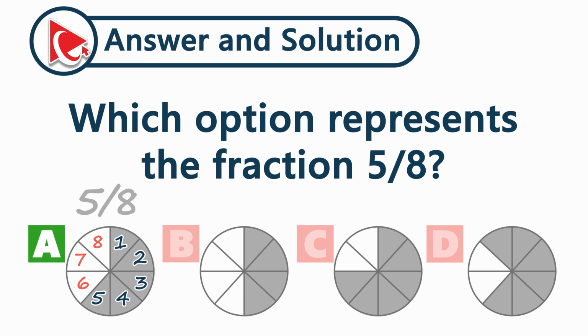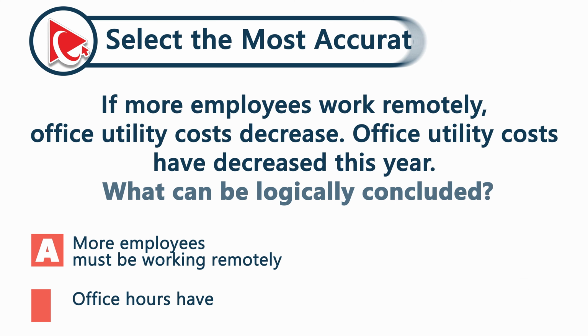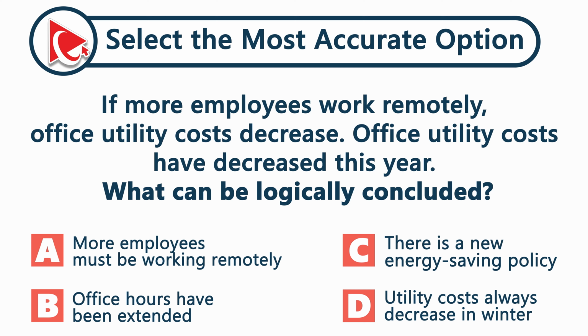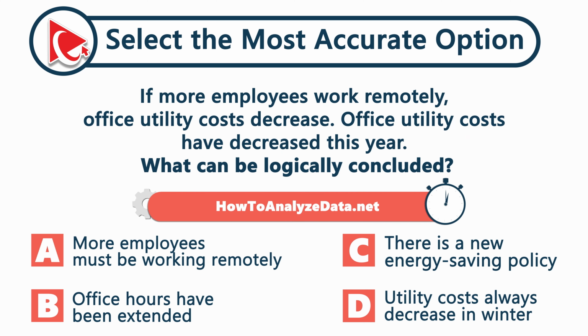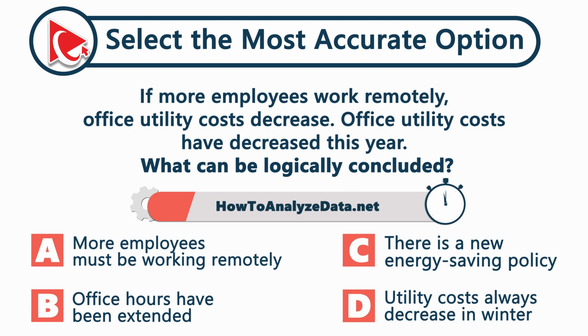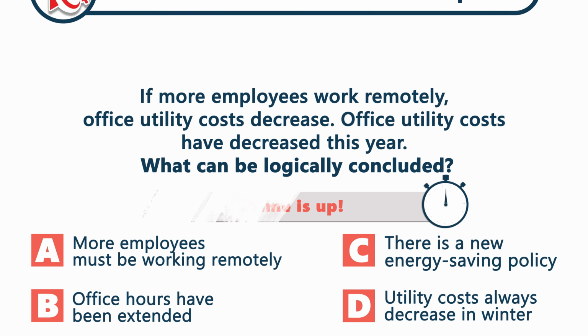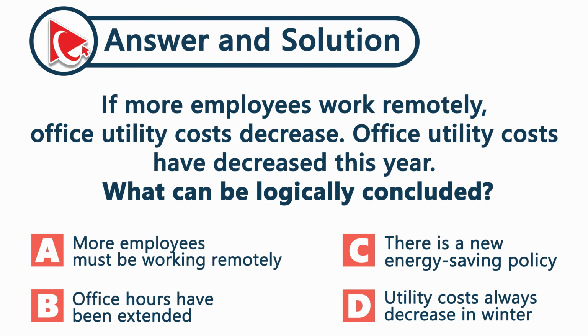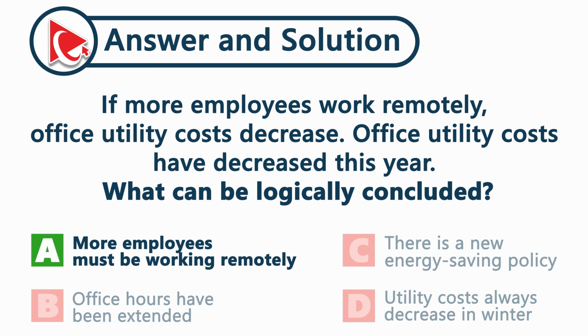Simple, clean, and precise. What happens when employees swap cubicles for couches? You're told, if more employees work remotely, office utility costs have decreased this year. What can be logically concluded? If cost drops when remote work rises and costs did drop, it's logical to connect the two. The most reasonable conclusion: more employees are working remotely, and the correct answer here is choice A.